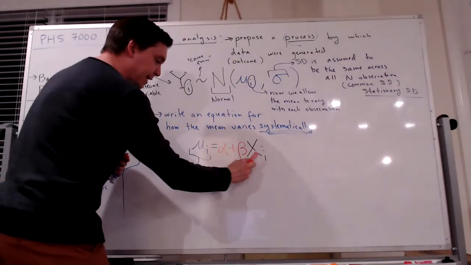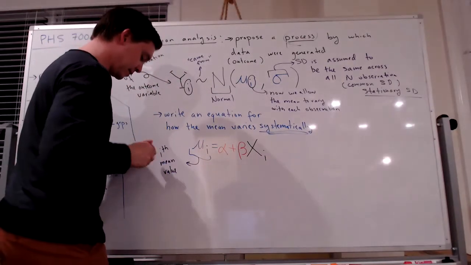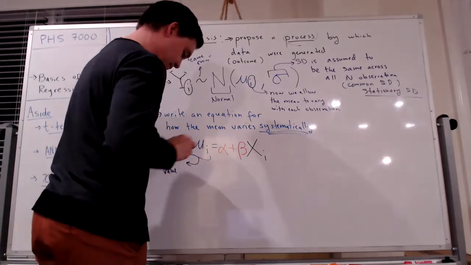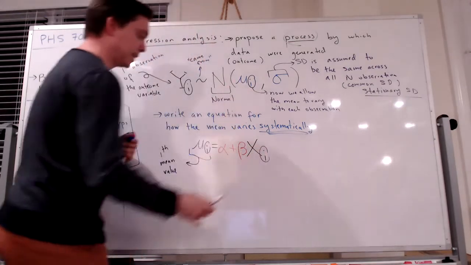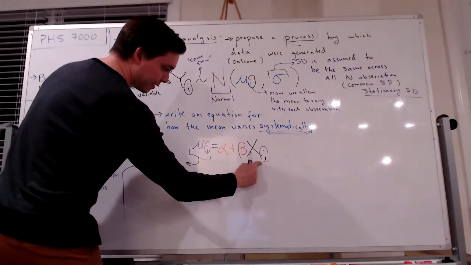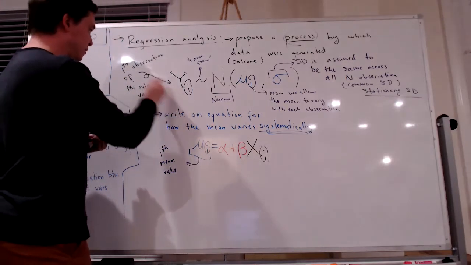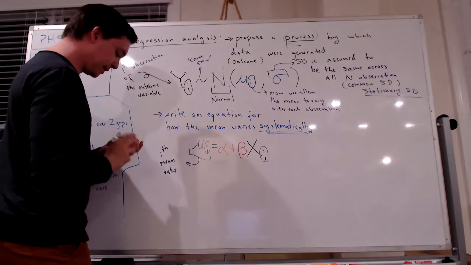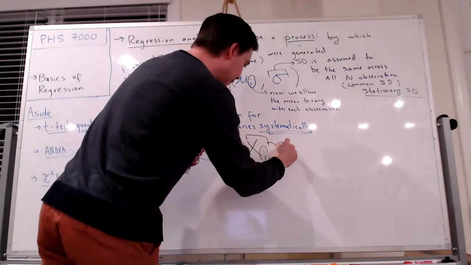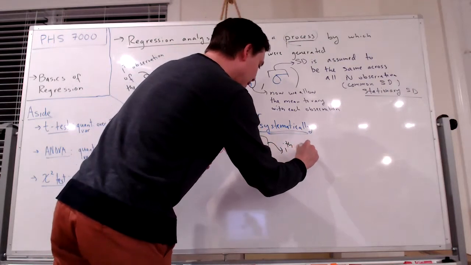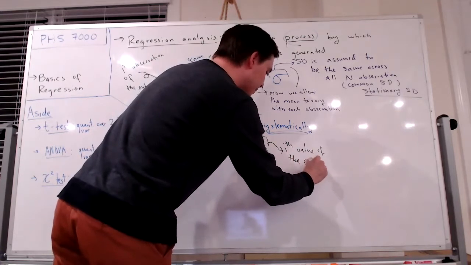Alpha plus beta xi. Again, track the subscripts. The ith mean depends on the ith x variable. And you remember that if yi is my ith outcome variable, then xi is my ith value of the explanatory variable.